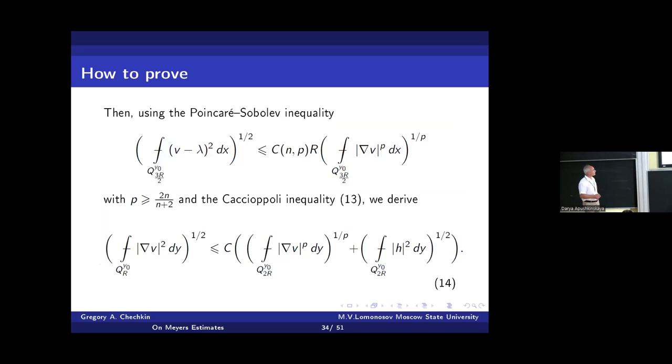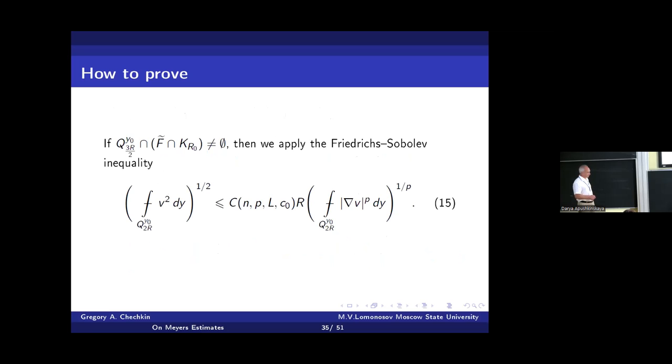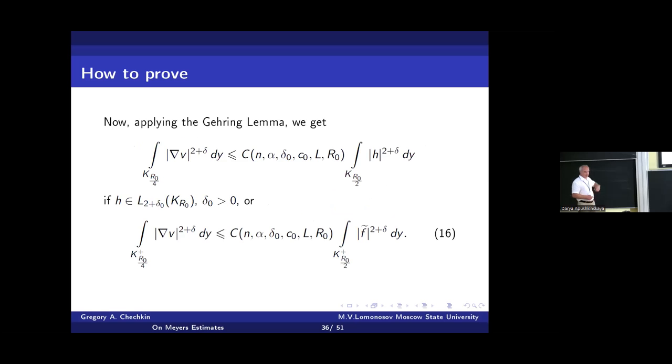Then we use the Poincaré-Sobolev inequality with this one and 1 over p. Here p is greater than n over 2 plus something. And the Caccioppoli inequality we proved in the lecture 13. Okay. If we have the intersection of our Dirichlet part, which is non-trivial, with this cube, then instead of Poincaré-Sobolev, we use the Friedrichs-Sobolev inequality, and we obtain the same inequality.